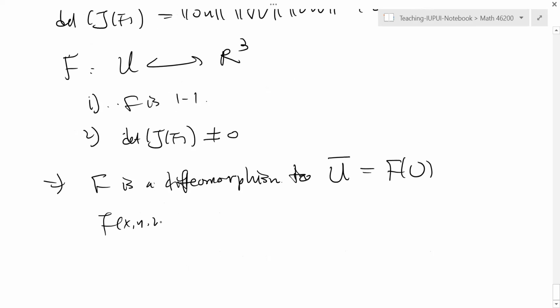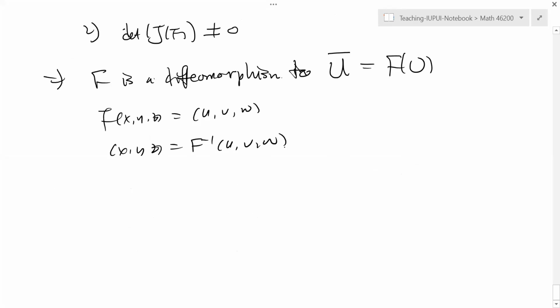F of x, y, z is going to be u, v, w, then x, y, z is going to be the inverse of u, v, w. Sometimes you can find the inverse, but sometimes you can only say so by the mathematical theory. If the Jacobian is not 0 and it's one to one, then we have a diffeomorphism; if it's not one to one, then you can only say locally a diffeomorphism. You cannot say globally.